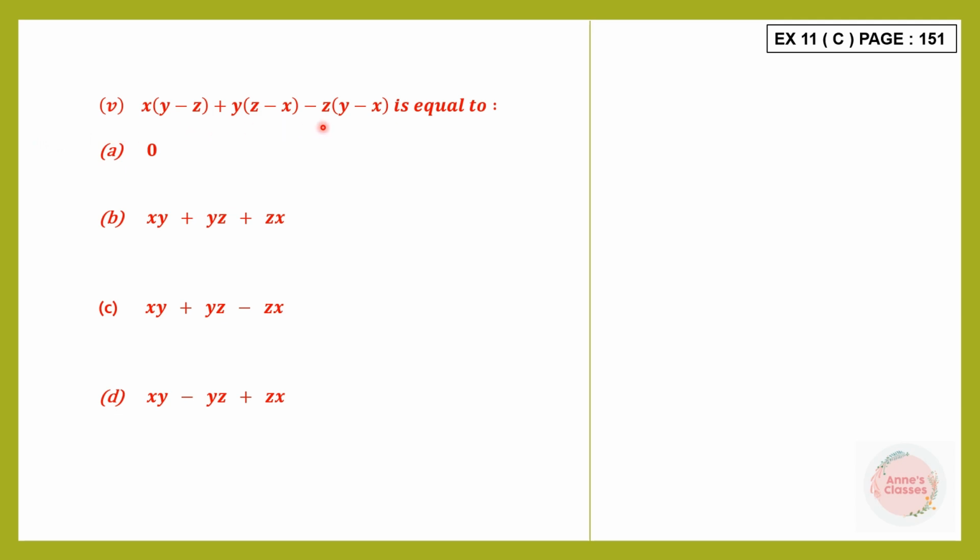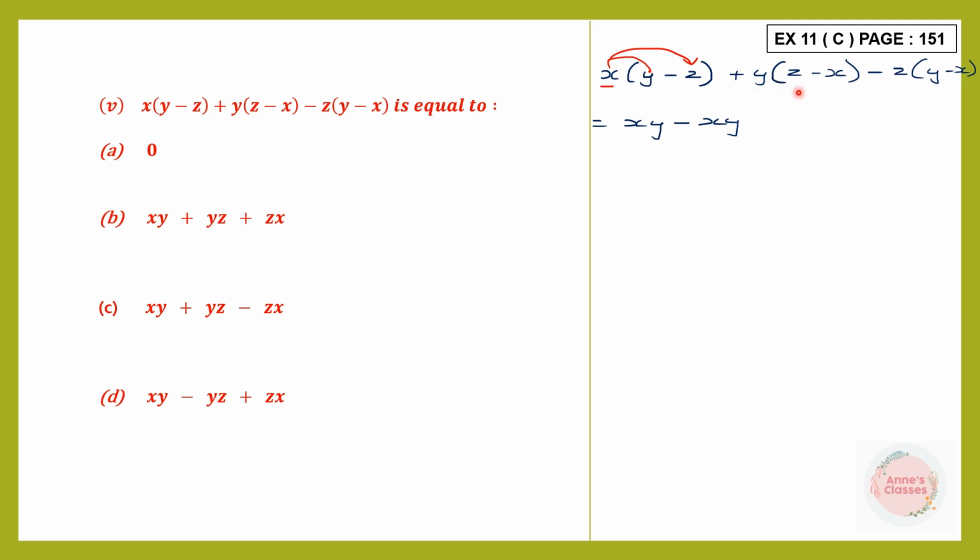Question 5. Now let's work this out and see what our answer is. Let's write down the question. That is x into y minus z plus y into z minus x minus z into y minus x. So let's work this out. I hope all of you remember the multiplication. We multiply with this first and then with this. So x into y is xy and x into z is xz, so that's minus xz.